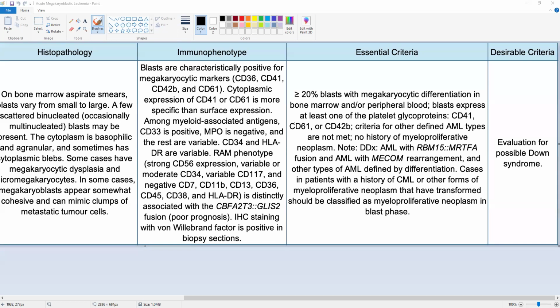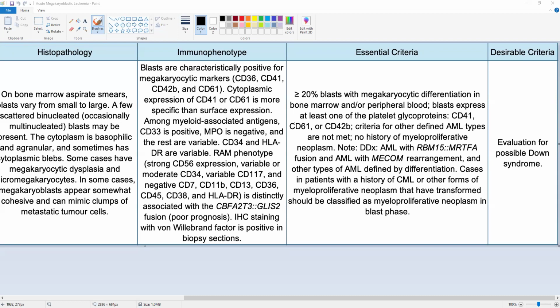Differential diagnosis includes acute myeloid leukemia with RBM15 MRTFA fusion, which can have megakaryoblastic morphology, acute myeloid leukemia with MECOM rearrangement, and other types of acute myeloid leukemia defined by differentiation. Cases in patients with a history of chronic myeloid leukemia or other forms of myeloproliferative neoplasm that have transformed into acute megakaryoblastic leukemia should be classified as myeloproliferative neoplasm in blast phase.